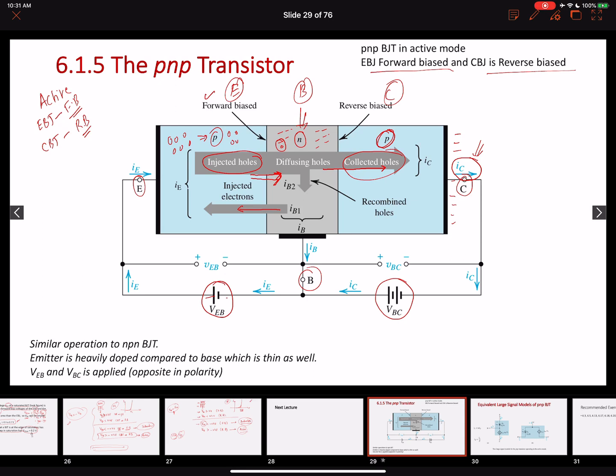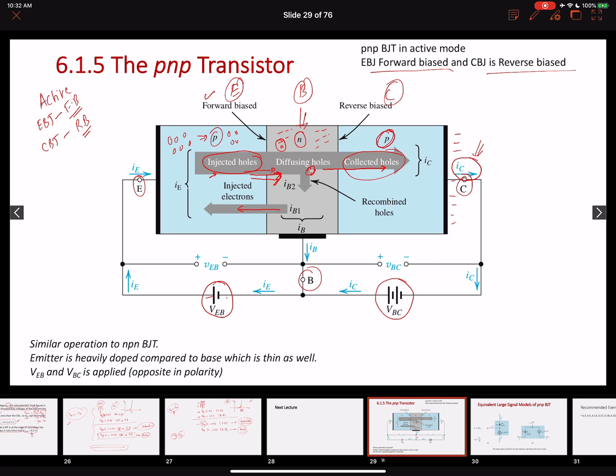Another thing you can see here is this width difference. This width difference represents the difference in the number of holes that started from the emitter region and came into the base. Some of these holes are lost in the recombination process, and the rest of them went to the collector terminal or collector region.